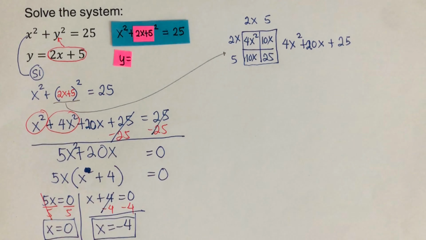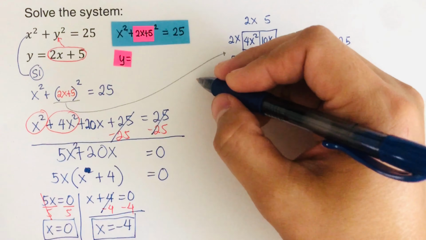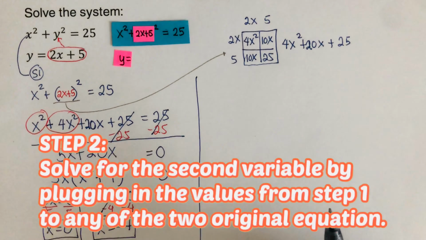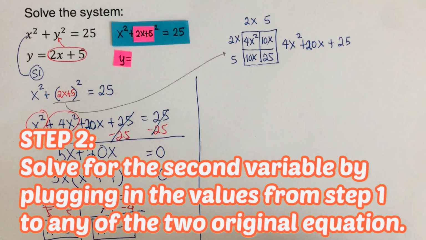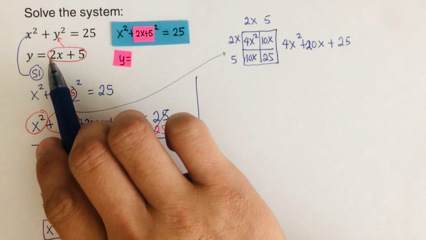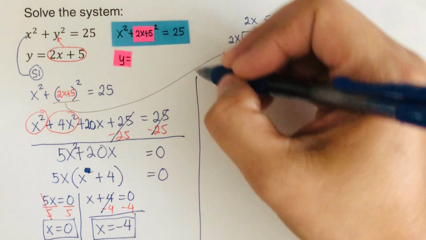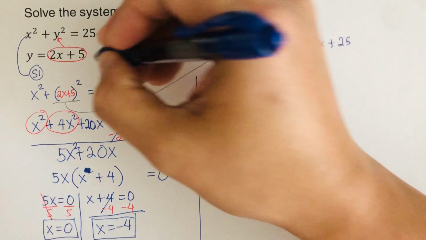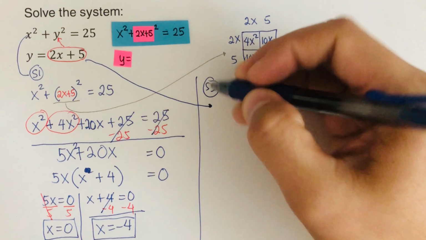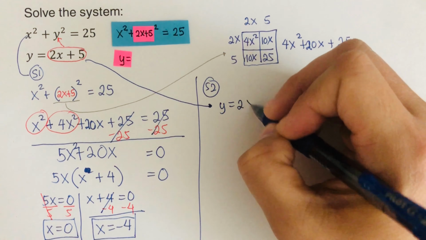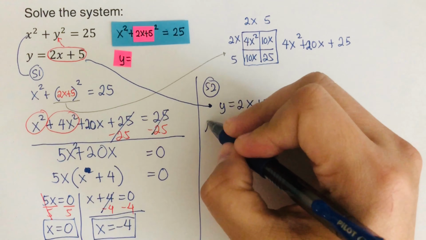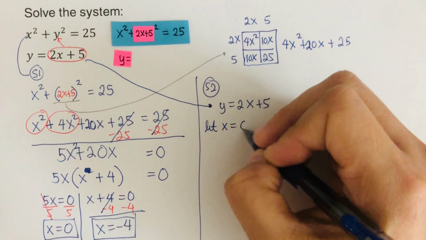So these are the two x values, 0 and negative 4. Now we're ready to move on to the second step. The second step is to solve for the second variable by plugging in the values from step 1 into any of the two original equations. Since we already have the x, we're supposed to solve for the y. This is step 2 right here. We can use the equation y equals 2x plus 5, but we let x is equal to 0.